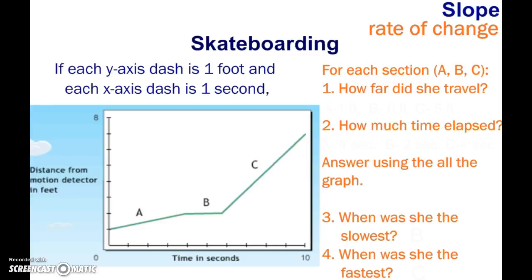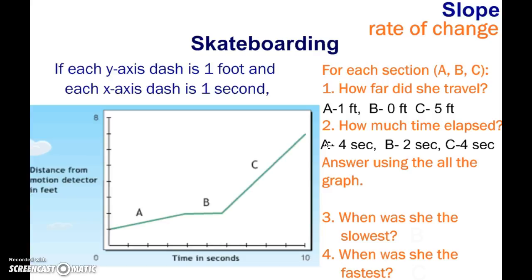Okay, question 1. How far did she travel? In A, she traveled 1 foot. In B, she did not travel. In C, she went 5. How much time elapsed? In A, 4 seconds. In B, 2. And in C, 5 again. So I must have counted that wrong. 4. 4 seconds went by for C.